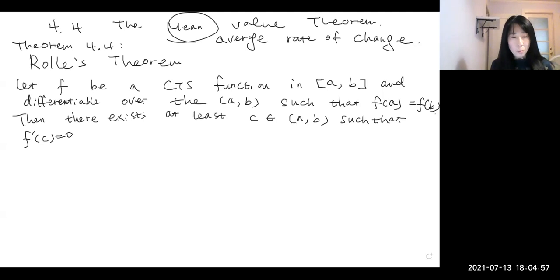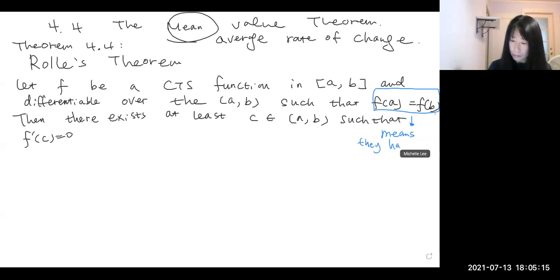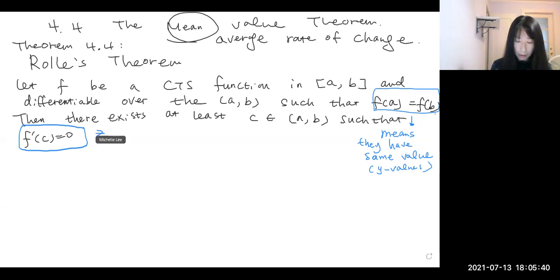Okay, so look, this means f of a equals f of b. They have the same y value, right? Which is the y value f of a, f of b. This means what we just did yesterday, right? So this means zero slope. Slope is 0. So this is a horizontal slope, right?